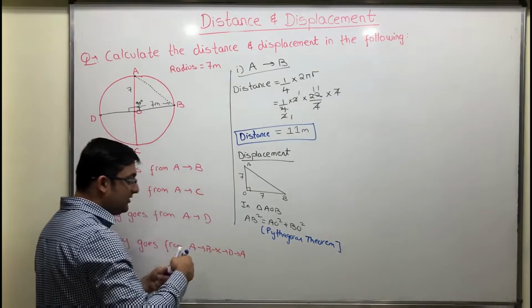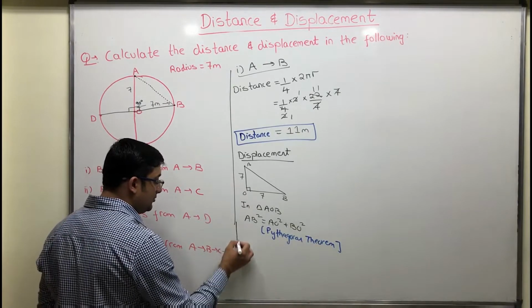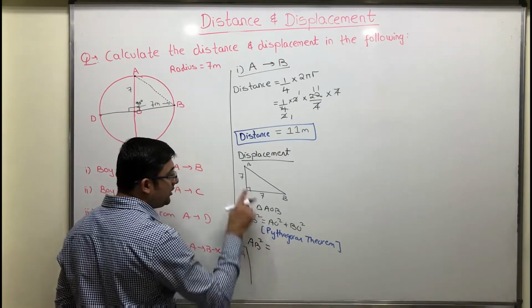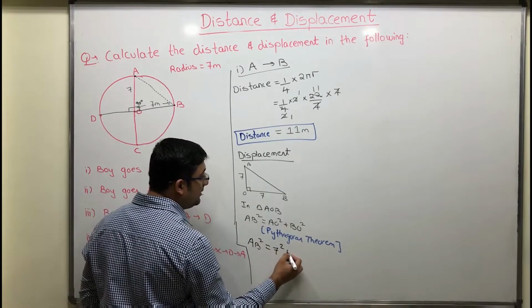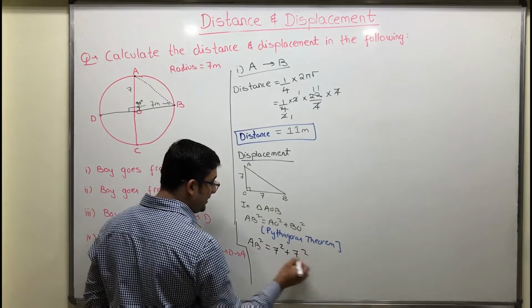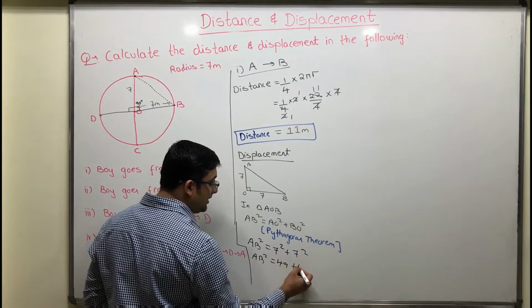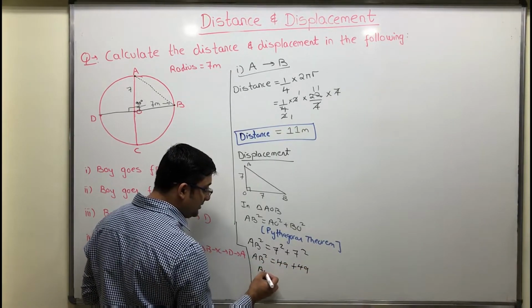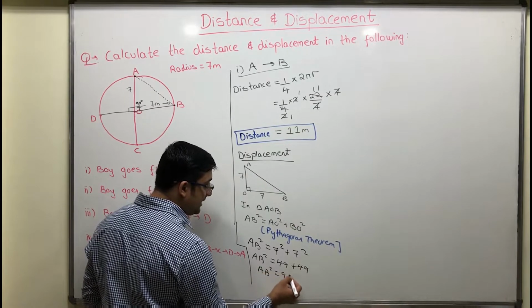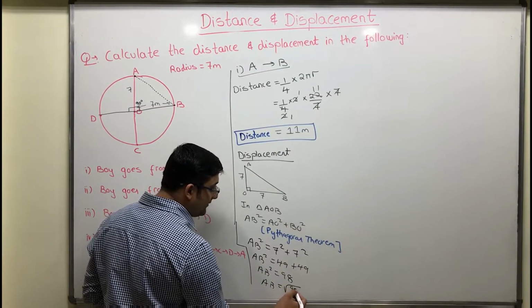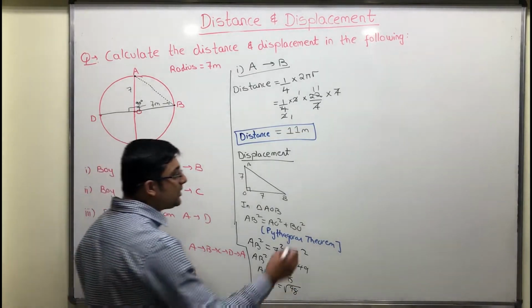Now let's plug in the values. So we have AB square, I want to find out, is equal to AO square, that is 7 square, plus BO square, that is 7 square. So AB square is 7 square is 49 plus 49, that is 98. So AB square is 98. Now what is AB? It is square root of 98. Now we have to simplify square root of 98.